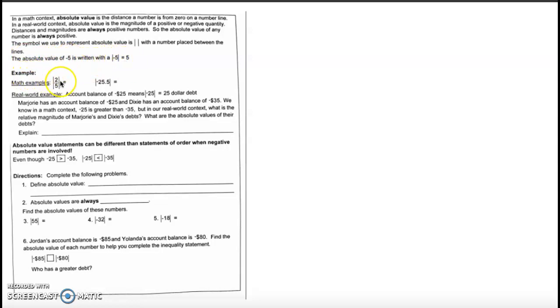So here are some examples. What is the absolute value of 2/5? Well, it's just 2/5 because it's 2/5 away on either side of the number line. What about negative 25 and 5/10? Well, that's just going to be 25 and 5/10.